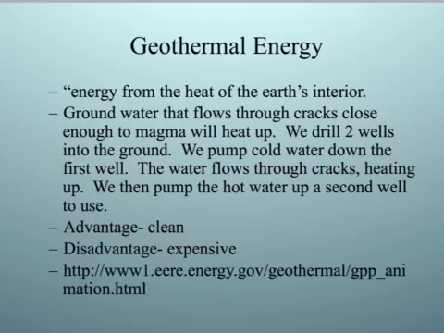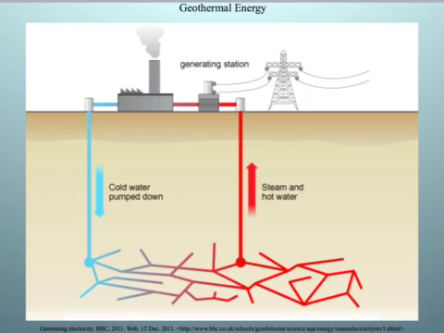This link will show you an animation of geothermal energy. So here we pump down cold water. It travels through cracks and fissures near the magma. That hot water, such as steam, will come up, and that can heat your house, or it can be used in a generator to make electricity. In the generator, it would turn turbines, and that creates electricity.